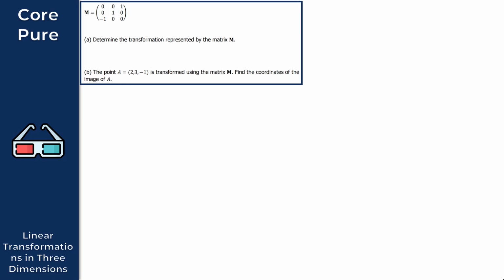So what do we have for this question here? Well, we have this 3 by 3 matrix here, M, right? And for the first part of this question, part A, it asks us to determine the transformation represented by the matrix M here. So for part A then, how do we do this?